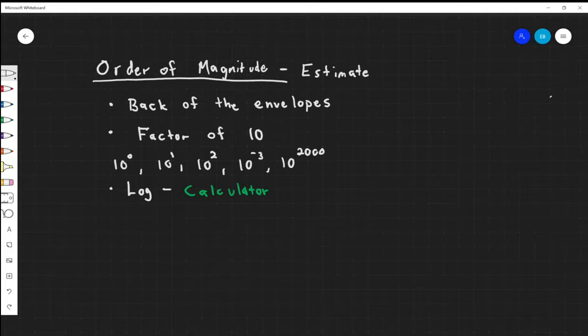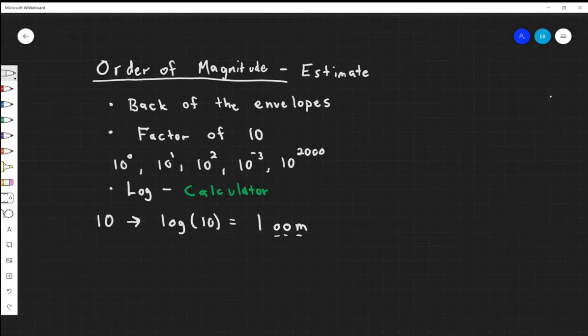So if I want to know what is the order of magnitude of the number 10, I can figure out that order of magnitude by typing log of 10 into my calculator. And when I do that, I'm going to get the number 1. So the number 10 is 1 order of magnitude, which I'm going to abbreviate just to make writing a little easier as OOM. 1 OOM.